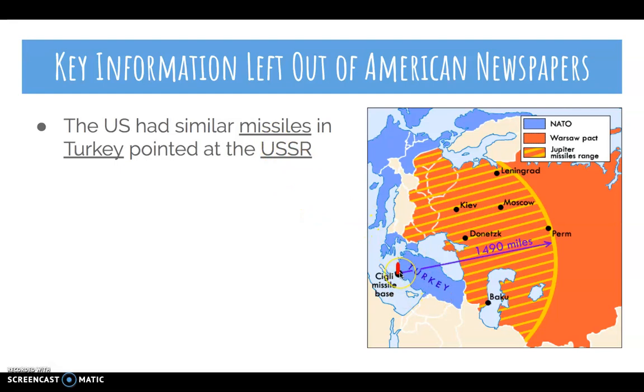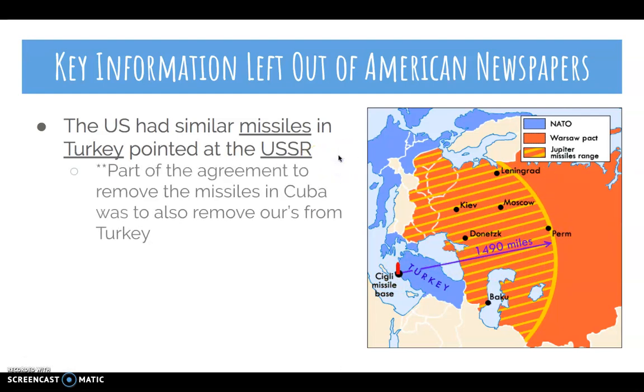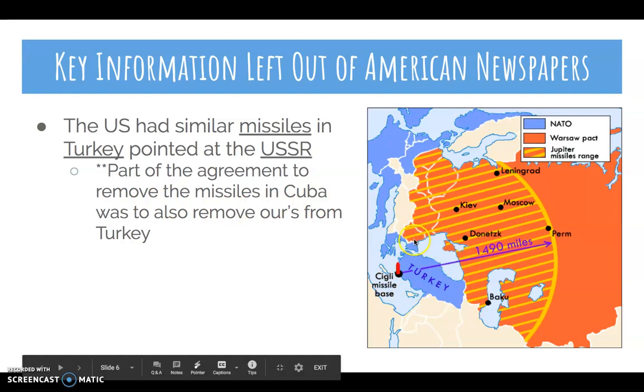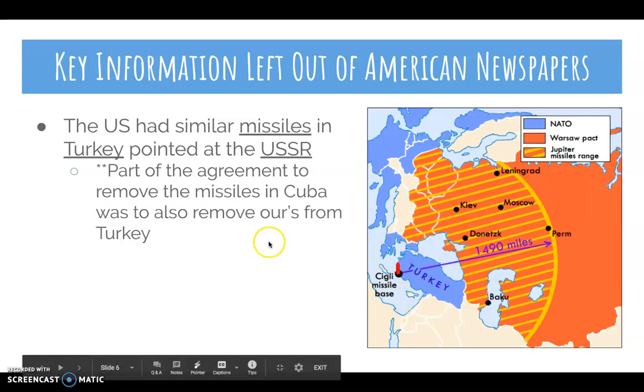Okay, so just like the Soviets had missiles in Cuba, we also had missiles in Turkey pointed at our enemy, which you can see would have reached into kind of the heart of the Soviet Union here. And also, what the Americans don't find out is part of the agreement to remove the missiles in Cuba was to also remove ours from Turkey. So this is really what ends the Cuban Missile Crisis. The Soviets do end up withdrawing their missiles from Cuba on the contingency that we also remove our missiles from Turkey.